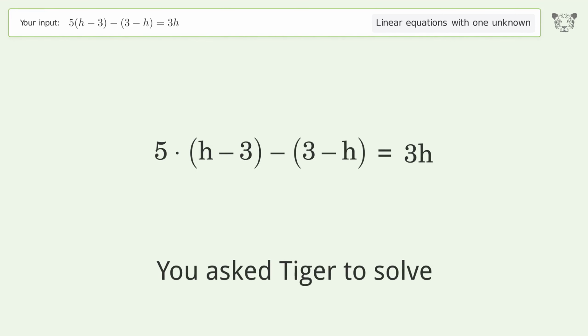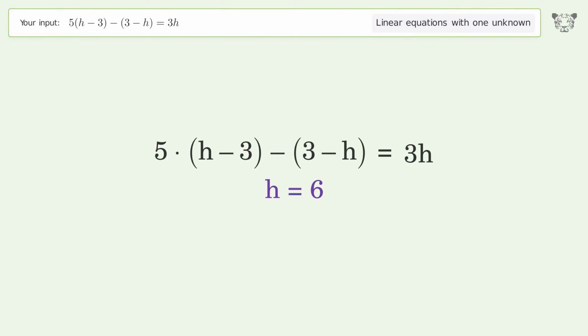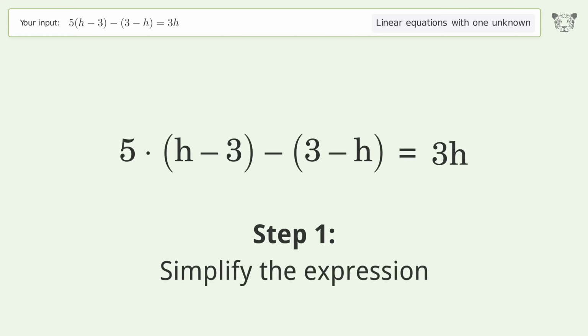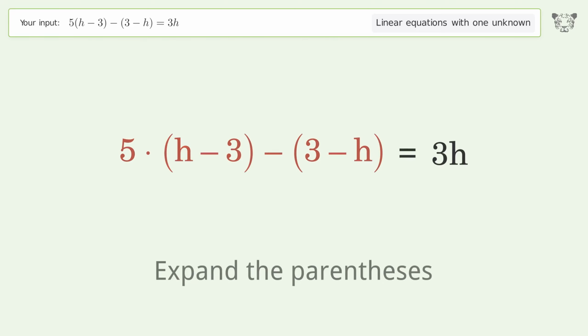You ask Tiger to solve this. This deals with linear equations with one unknown. The final result is h equals 6. Let's solve it step by step. Simplify the expression. Expand the parentheses.